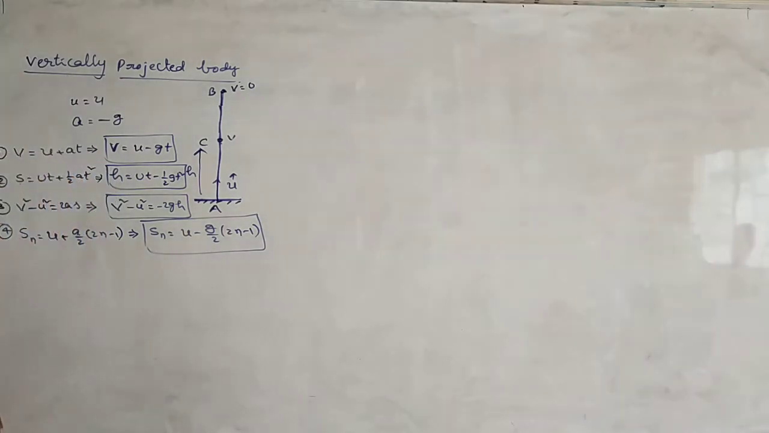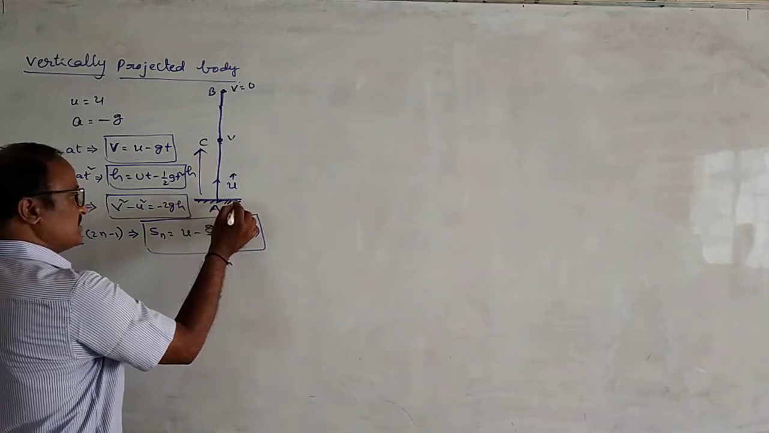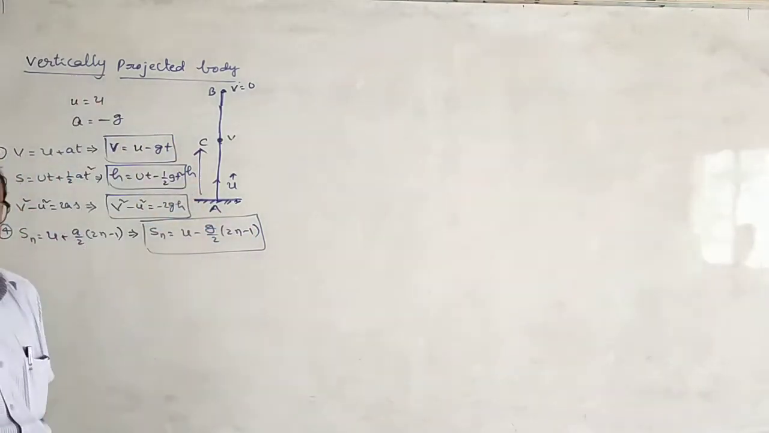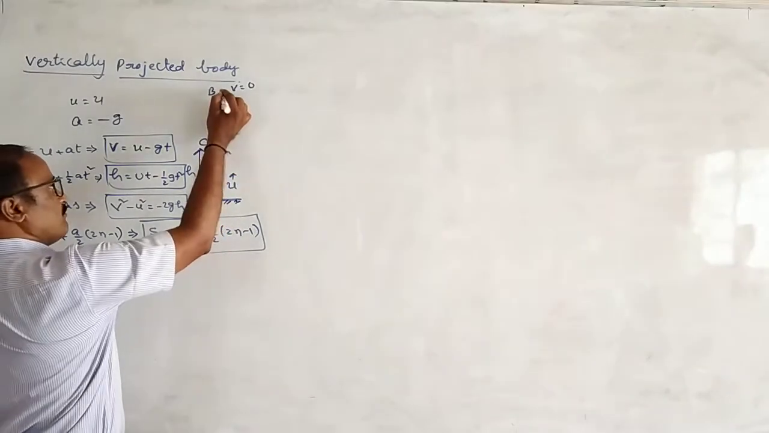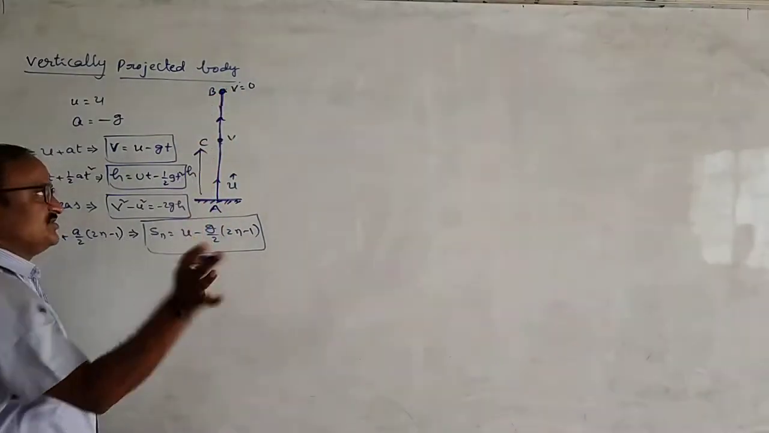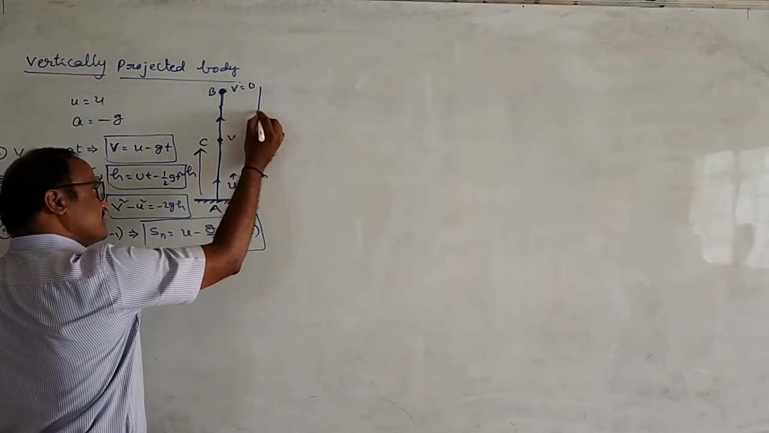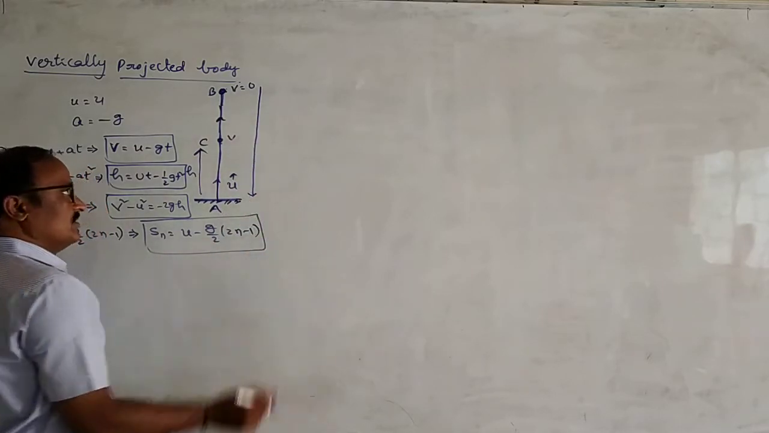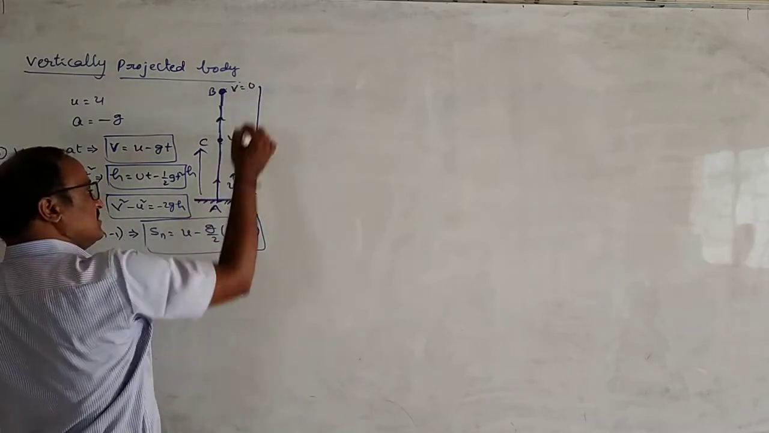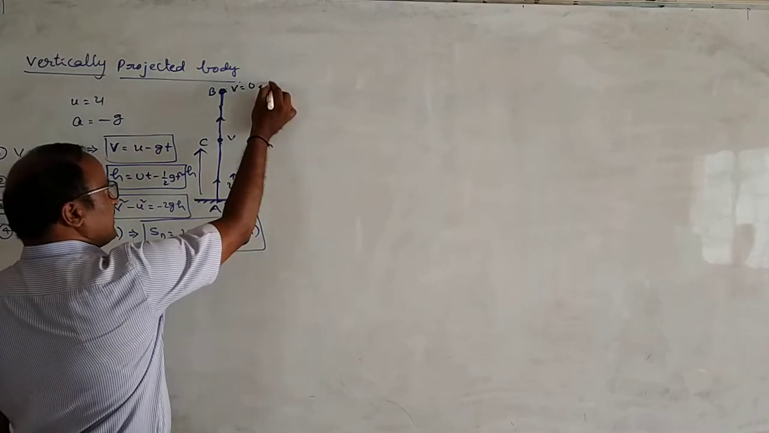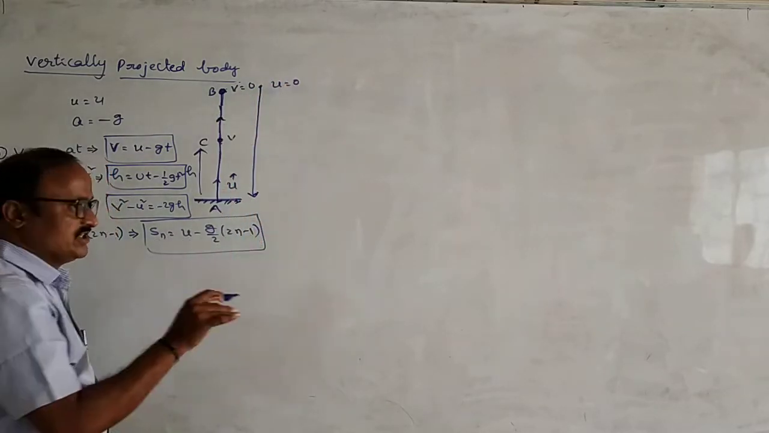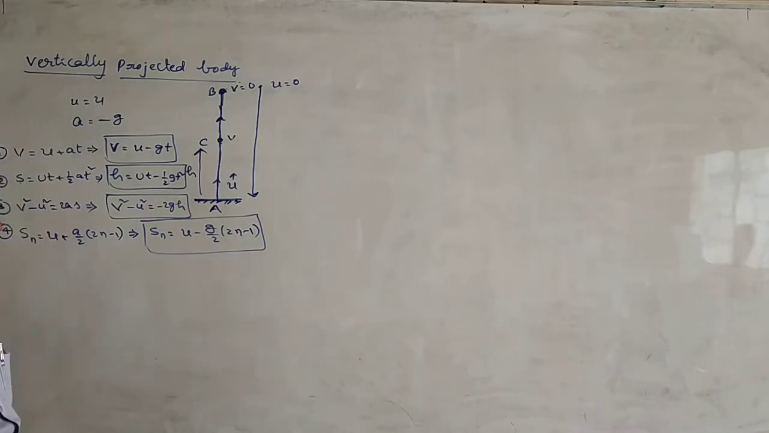Okay. Next one, here some more points are there. Note 1. First point, suppose a body is projected vertically upwards. It reaches the maximum height point where the velocity of the body becomes 0. After reaching the maximum height, the body will once again return to the ground, and from this point the body will be taken as a freely falling body, because u is equal to 0 and the motion is going to be in the downward direction.